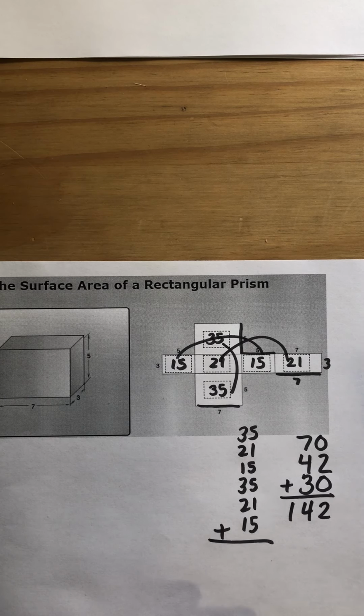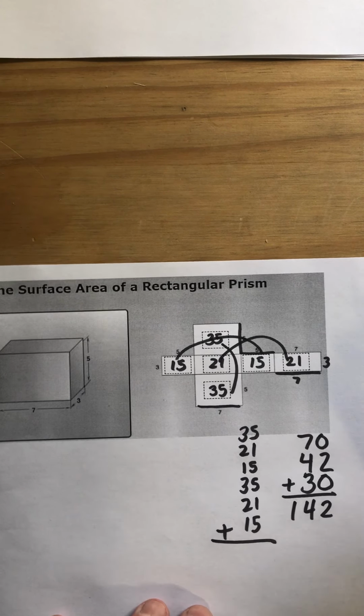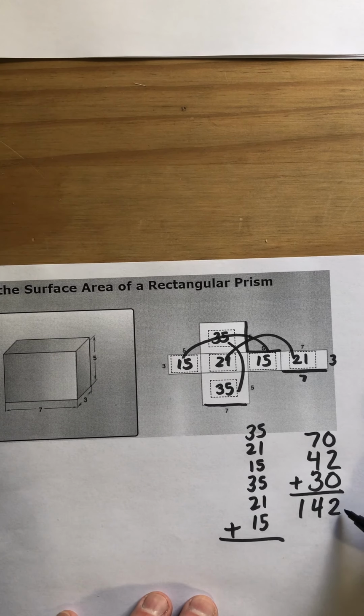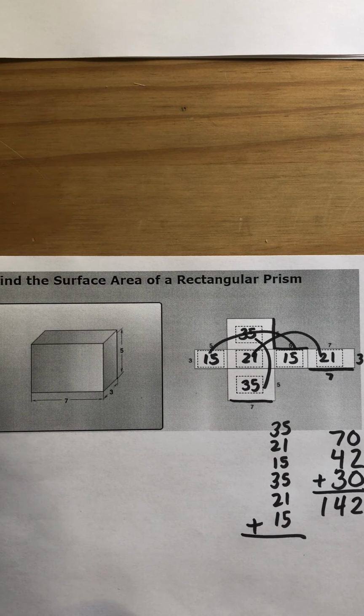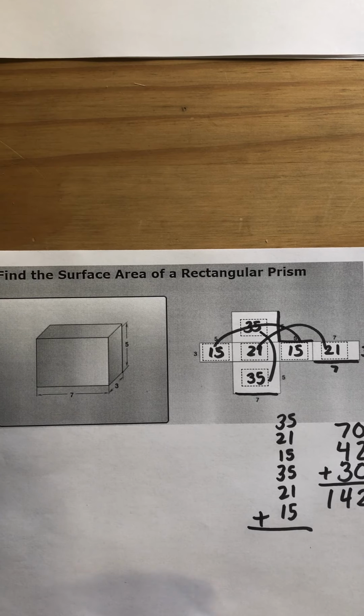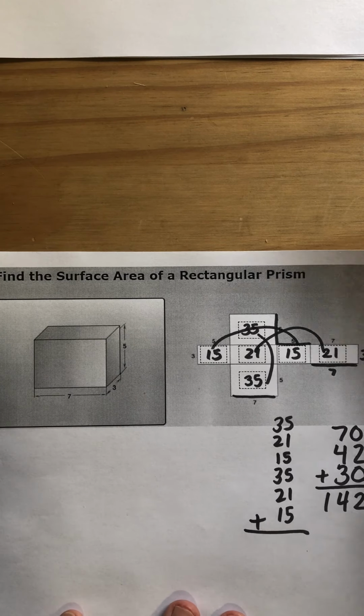Now remember, with our surface area, we are looking at an area. So our area would be in units squared. So when we get to volume later on in this unit, that'll be when we're dealing with 3 dimensions, and it will be a cubic unit. But with surface area, it's always going to be square units, just like any area.